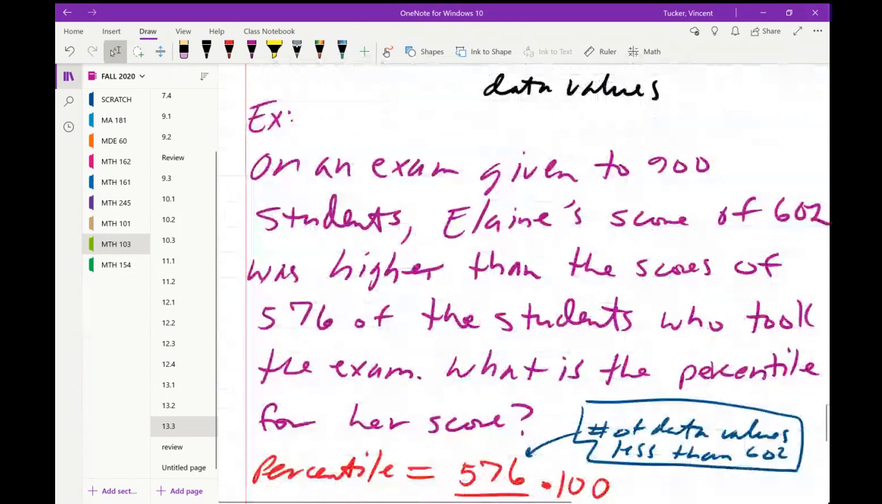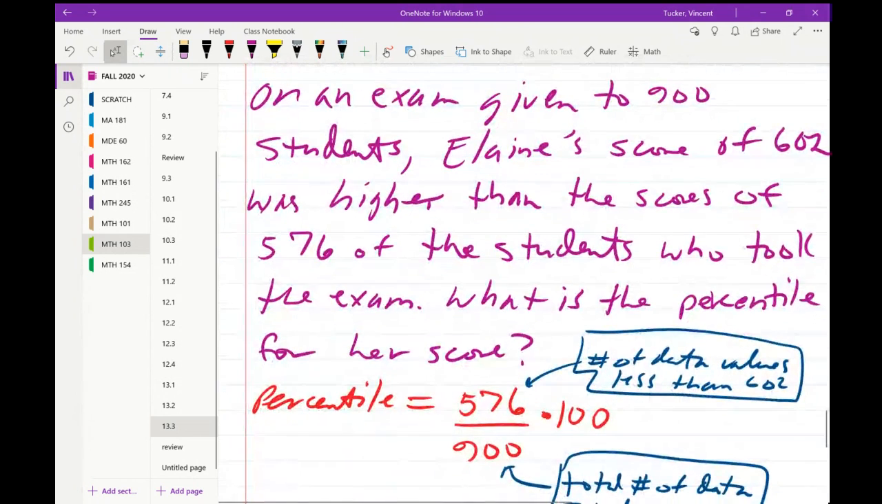All right. So on an exam given to 900 students, Elaine's score of 602 was higher than the scores of 576 of the students who took the exam. What is the percentile for her score? Her score was 602, but that's not what we will use to calculate. We see that there are 576 people who scored less than what she scored.